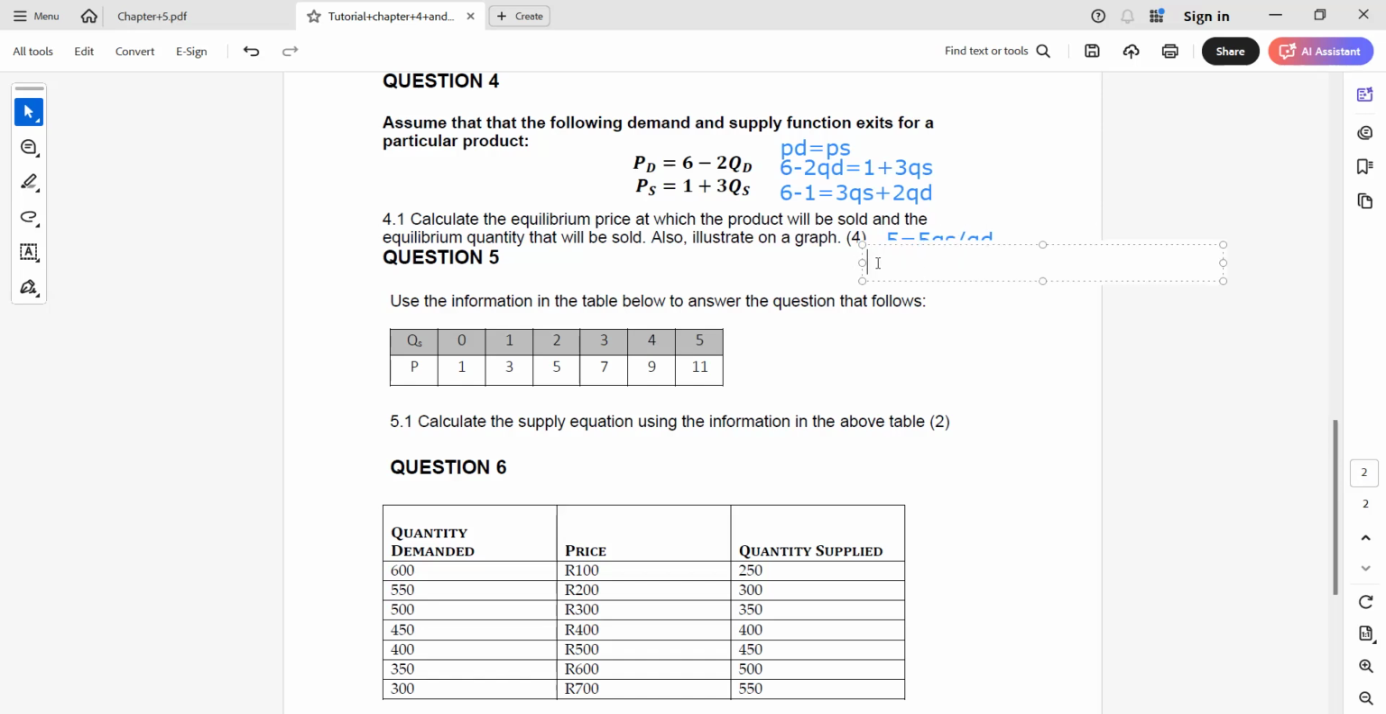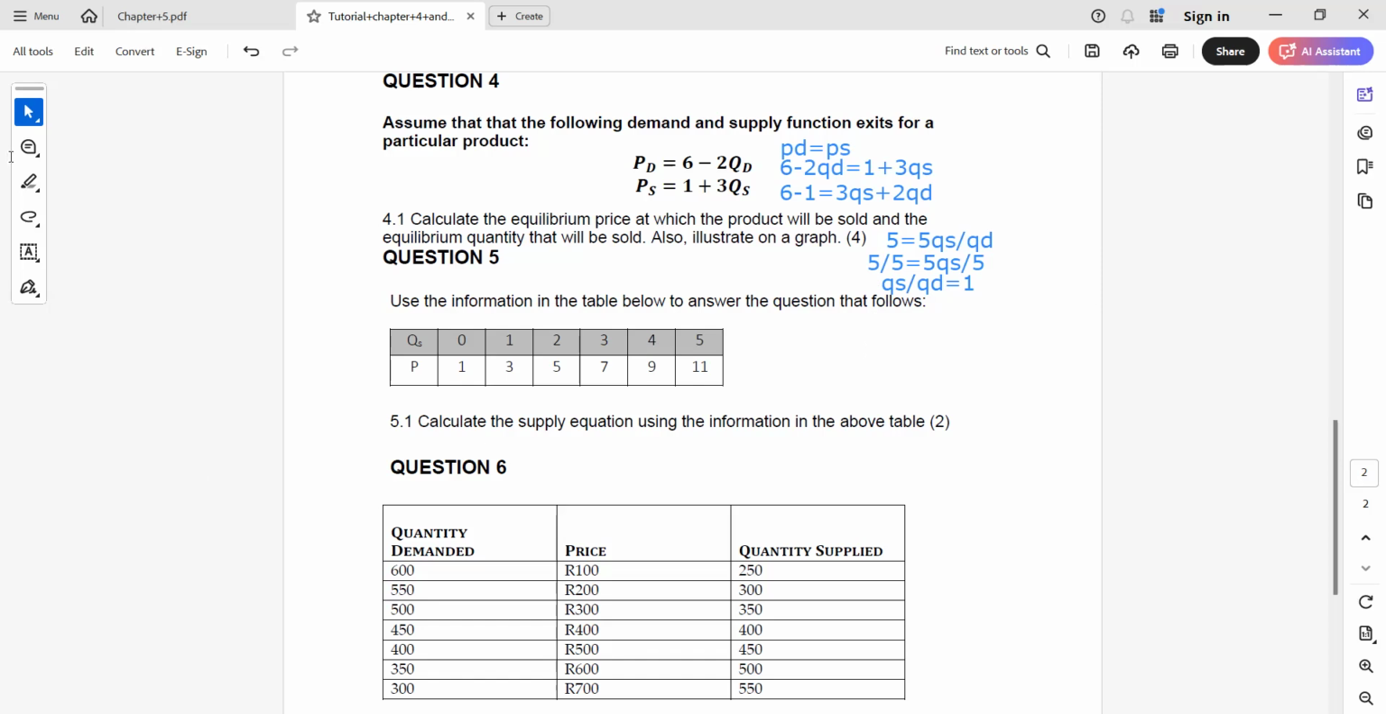You just now divide by 5 on both sides. So 5 divided by 5 is going to give you 1. 5 QS divided by 5, 5 divided by 5 is 1 times QS, you're going to get QS. So your final answer will be QS or QD is equal to 1. So your quantity demanded and your quantity supplied now is 1.